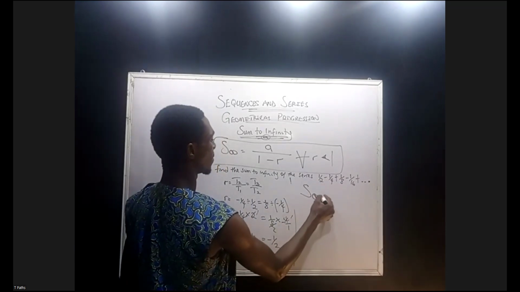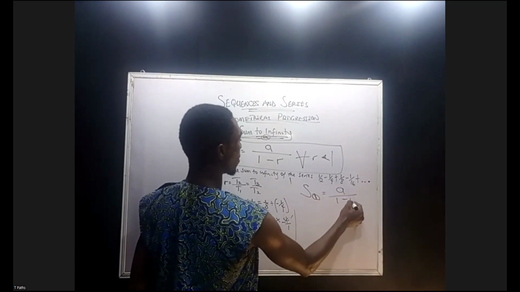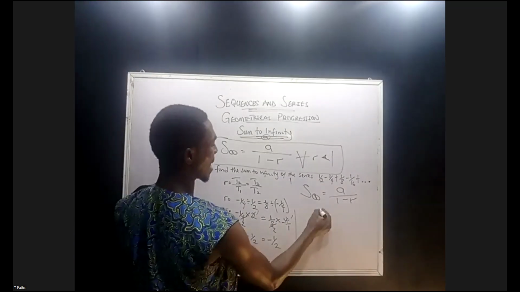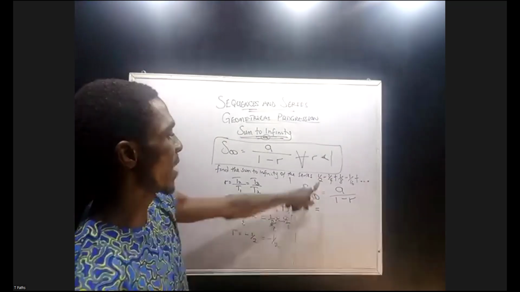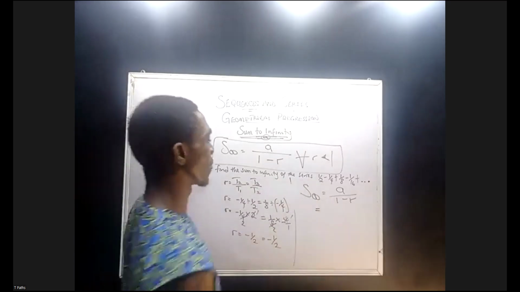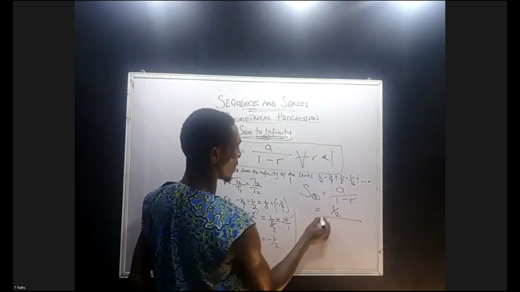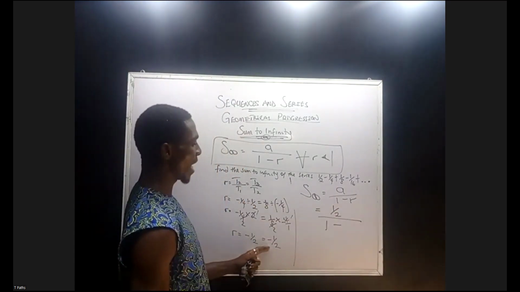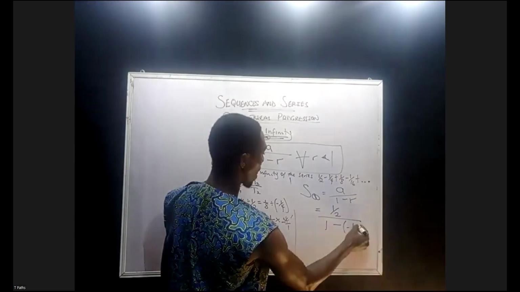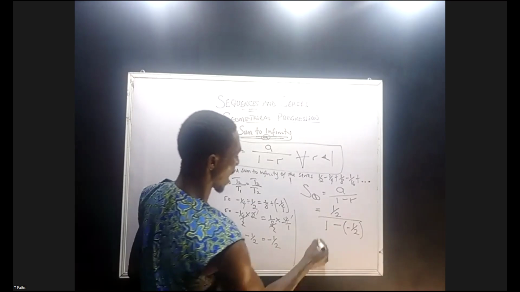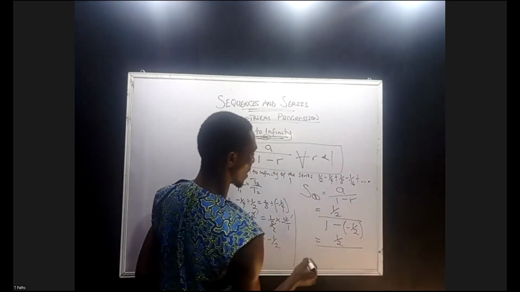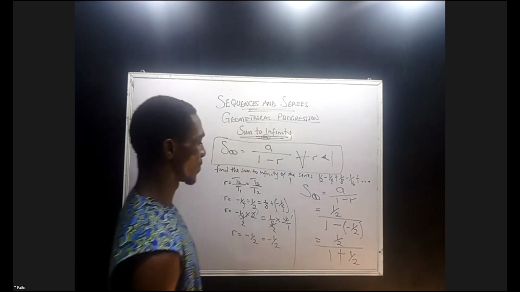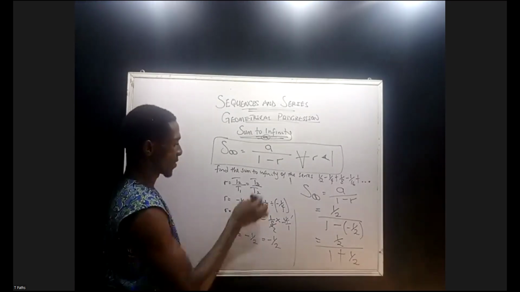Sum to infinity equals a over 1 minus r. At this point now, we can assign our values. The value a is the first value we have here, which is 1 over 2. So a is 1 over 2 divided by 1 minus the value of r, which is what we solved here, that is minus 1 over 2. Then from here, I can say 1 over 2 divided by 1, minus times minus changes to plus 1 over 2. Then I can proceed to this part.